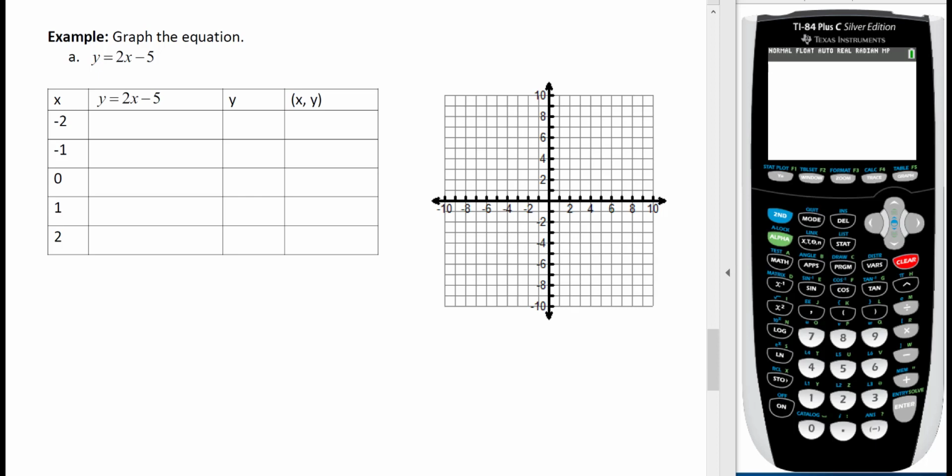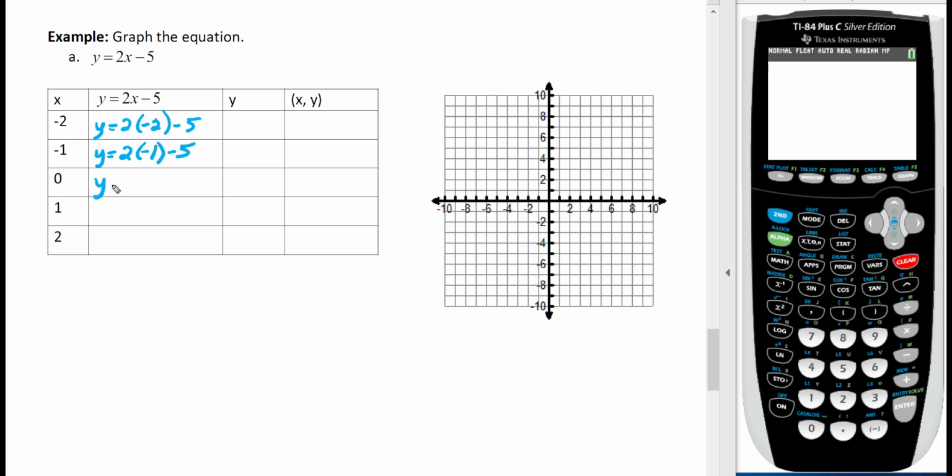Remember, what we need to do is substitute each x value in and get a y value out. So let's write this down. y equals, and then we're going to go 2 times -2 minus 5. Let me write all the substitutions down. So the next one is -1. So y equals, instead of 2x minus 5, it's 2 times -1 minus 5.